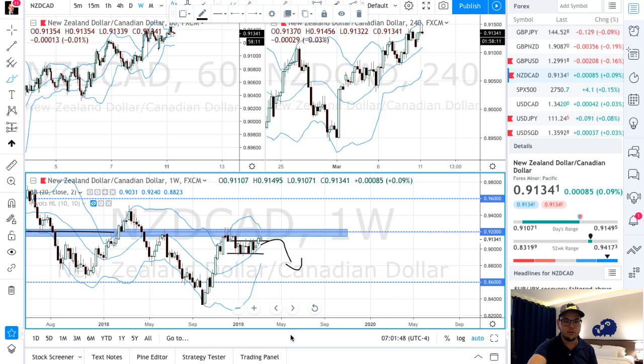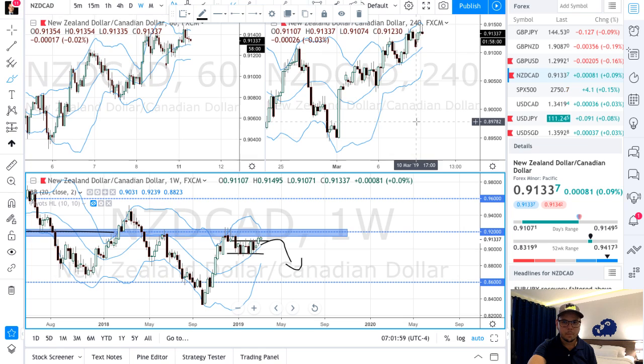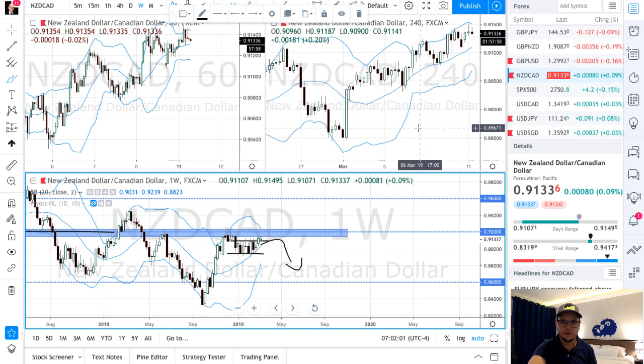And the price is also at the resistance area at 0.92, where you want to look for bearish trades on this pair, I believe, and that's what I'll look for. Okay. So no setup so far on this pair.